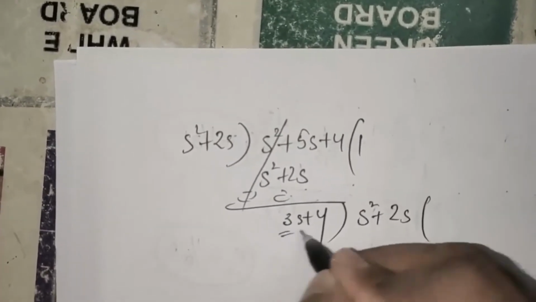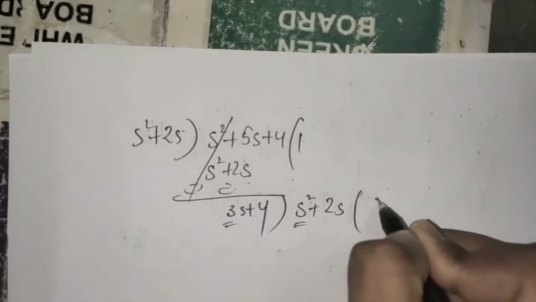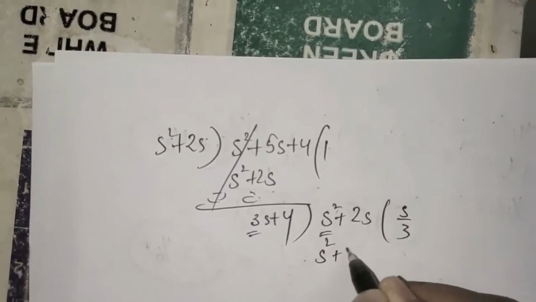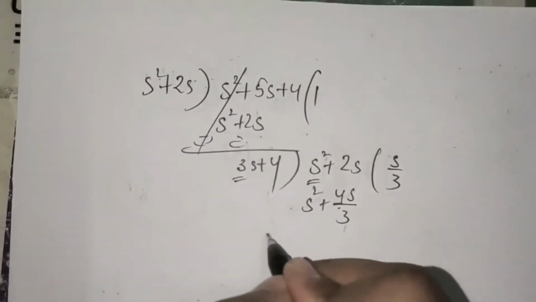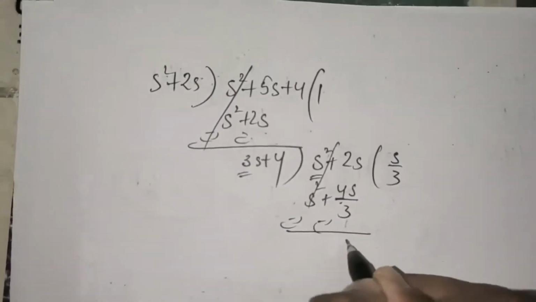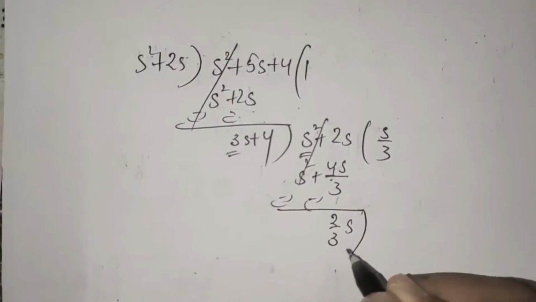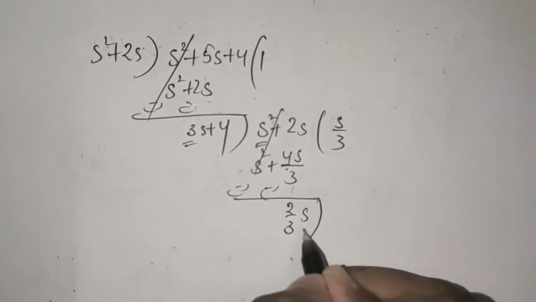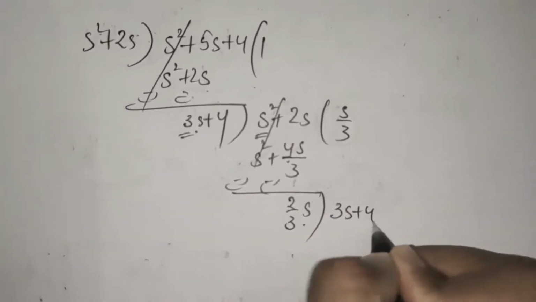So here I have 3s, but I want s square, so I multiply by s by 3. So you get s square and 4s by 3. So this will give you 2 by 3s. Since the remainder is positive, again this is carried forward here, 3s plus 4.